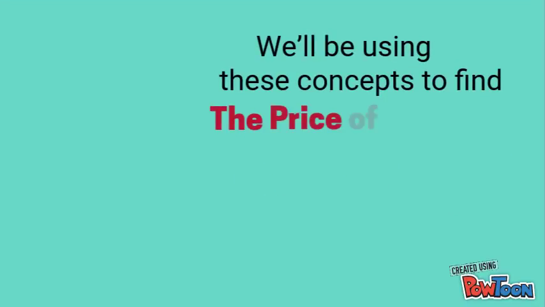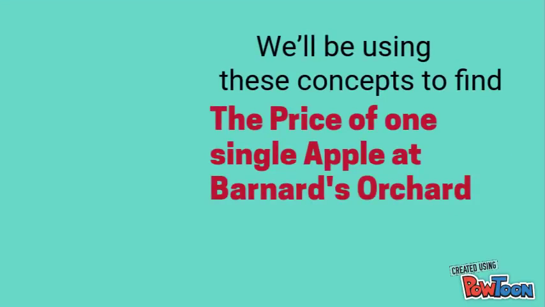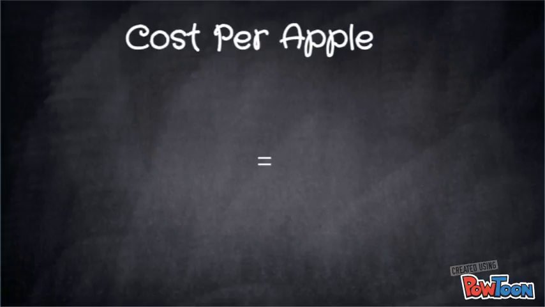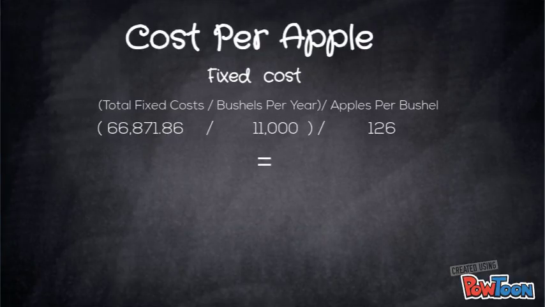We'll be using these concepts to find the price of one single apple at Bernard's Orchard. In order to find the total cost to produce 1 apple, first we have to find the fixed cost per apple. In order to do that, we need to know 3 things: the total fixed expenses of the farm, how many bushels per year that farm produces, and how many apples come in a bushel.